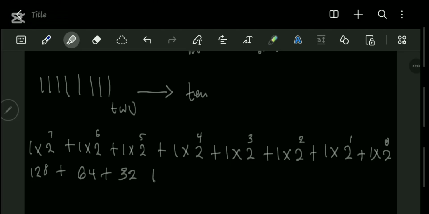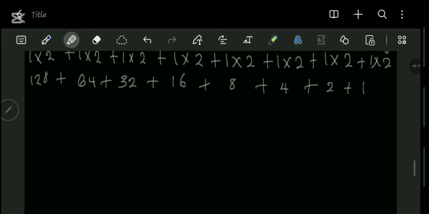32, plus 2 to power 4 is 16, times 1 is 16, plus 2 to power 3 is 8, times 1 is 8. Well, 2 to power 2 is 4, times 1 is 4. 2 to power 1 is 2, times 1 is 2, plus 2 to power 0 is 1, and 1 times 1 is 1. So when you add all those together, 128 plus 64 plus 32 plus 16 plus 8 plus 4 plus 2 plus 1, we have 255.